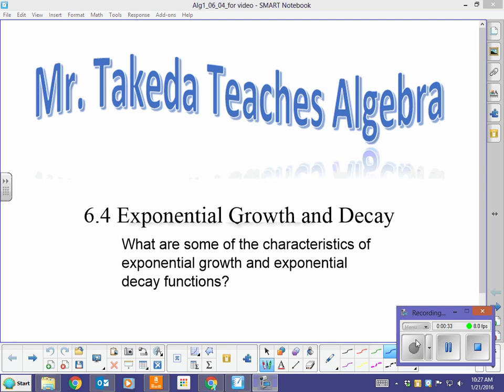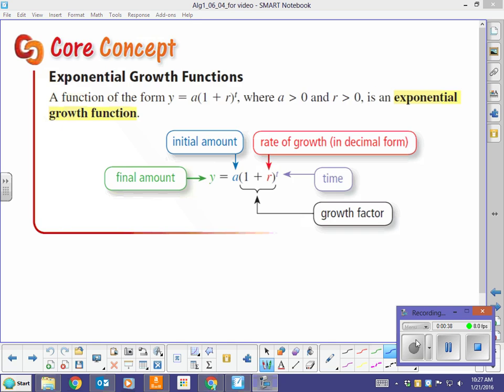We've seen some of these things before, but let's take a look at exponential growth functions here. The final amount, y, I'm going to write this a little bit bigger so you can see it here. Y, our final amount, equals A, the initial amount, times (1 plus r). This whole thing is the growth factor, where r is the rate of growth, and the exponent t is time.